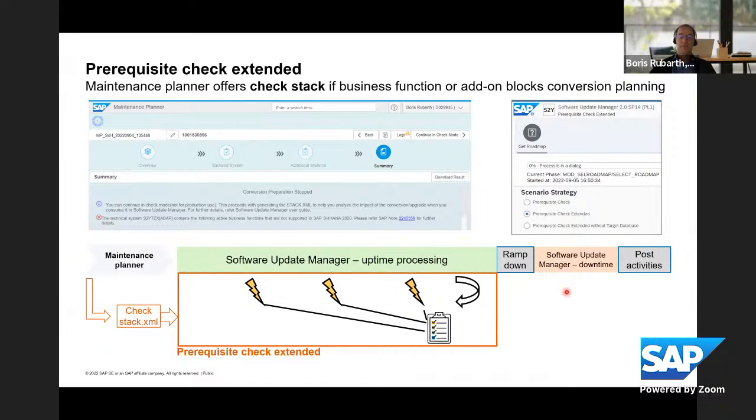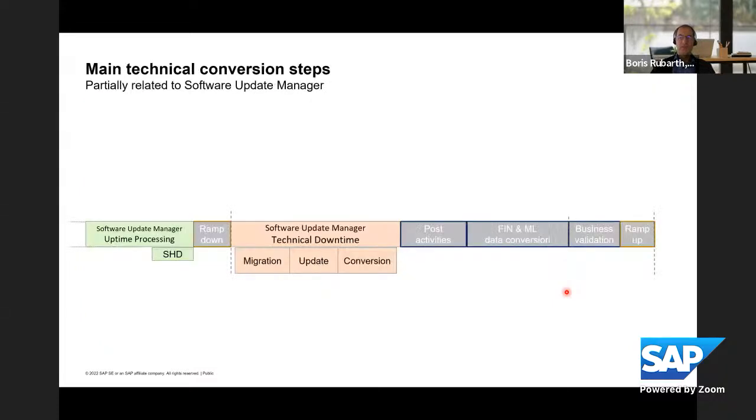Now, on a high level, what kind of blocks are executed by the software update manager? So the main technical conversion steps. You see this illustration here in green. This is the uptime processing. That means end users are still working on the system. This is much longer than shown here on the slide, several days maybe. And in this time, the software update manager will already create what we call the shadow system, shadow repository. So there are already activities in uptime to reduce the downtime.